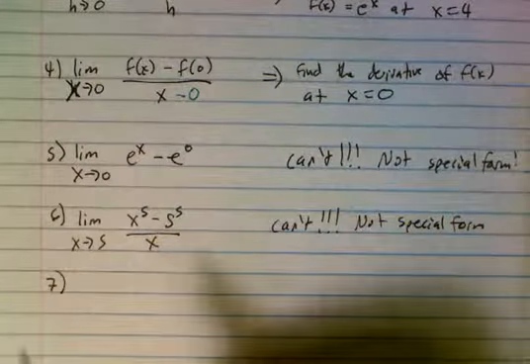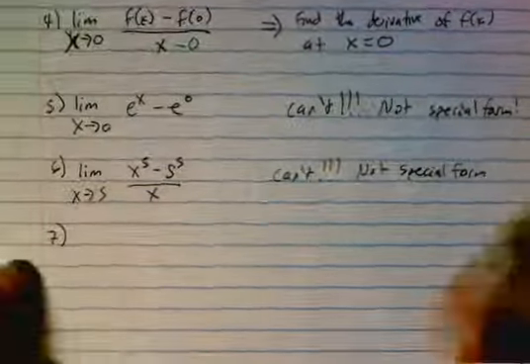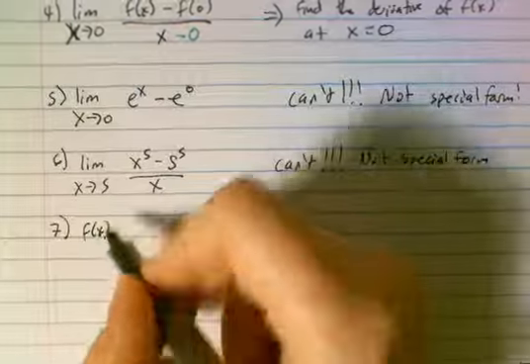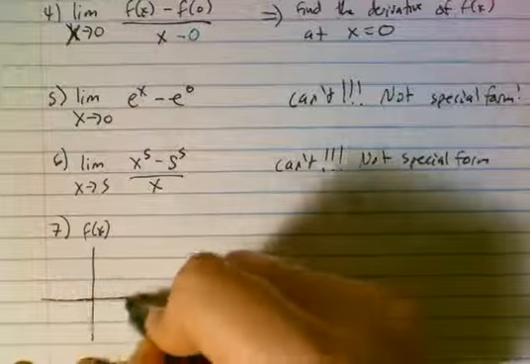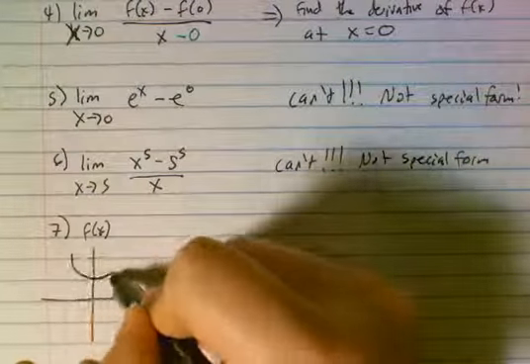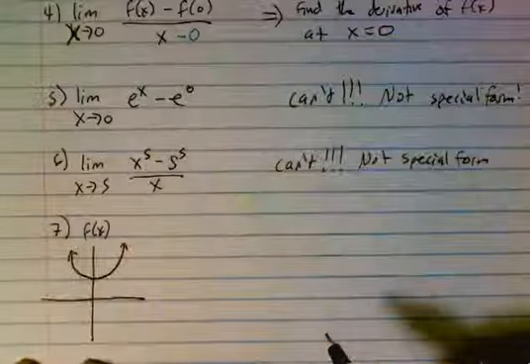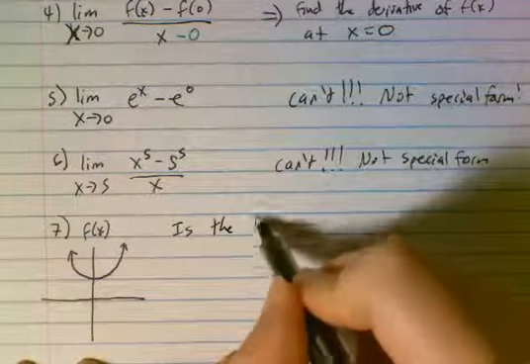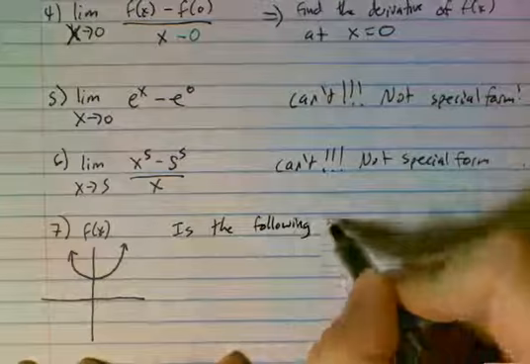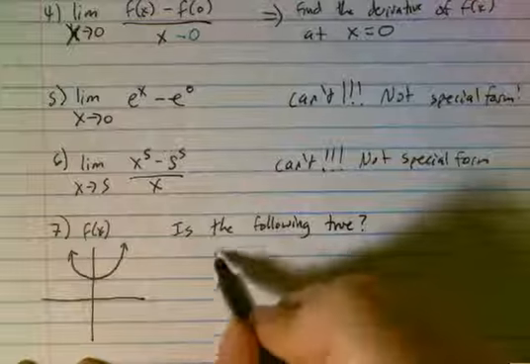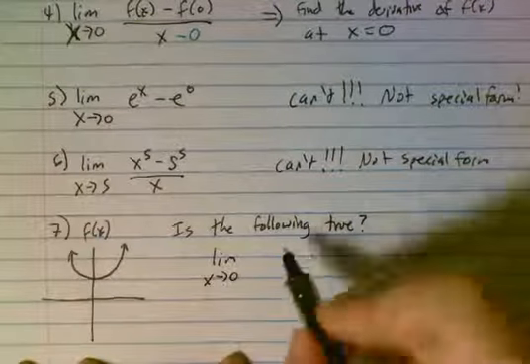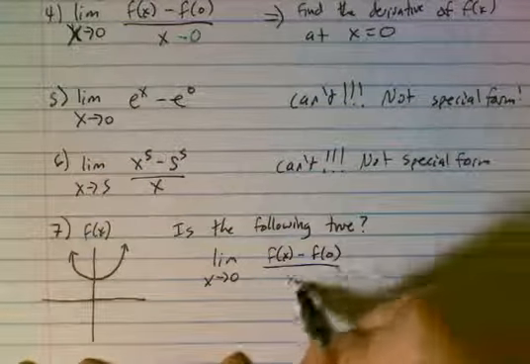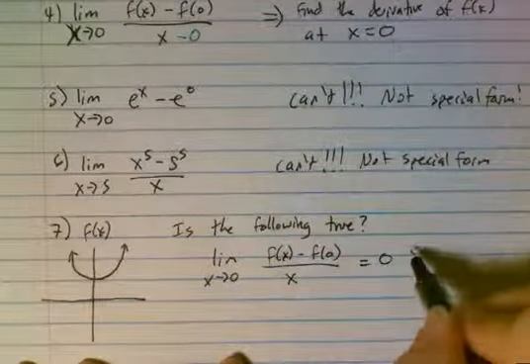For our final problem, let's look at something that's even a little bit different. Let's say that we know something about f of x. That is this curve right here. And what we want to know is, is the following true? The limit as x approaches 0 of f of x minus f of 0, over x, equals 0.